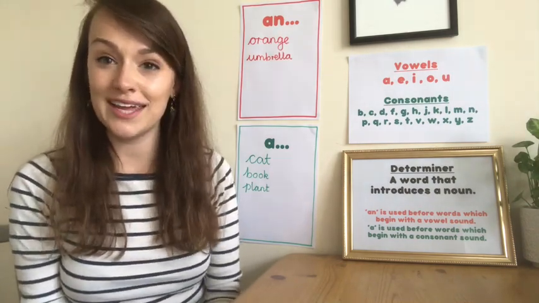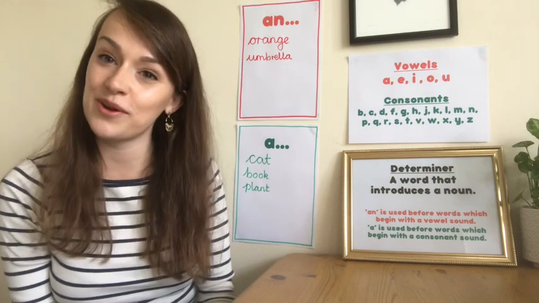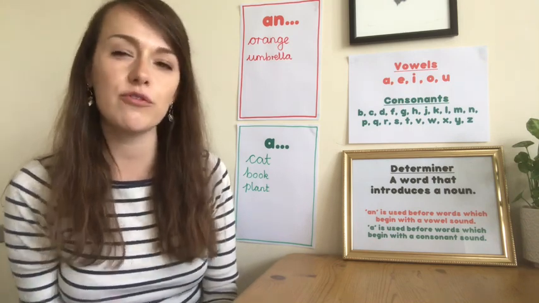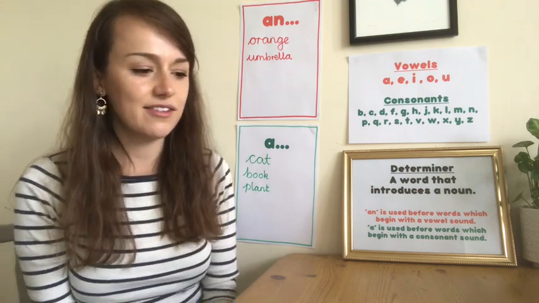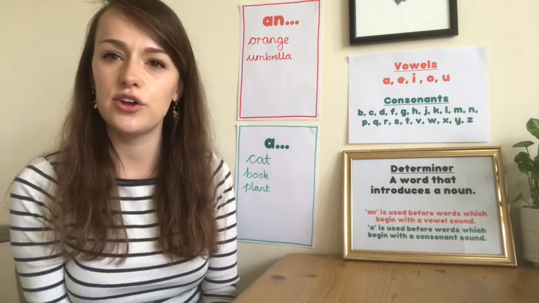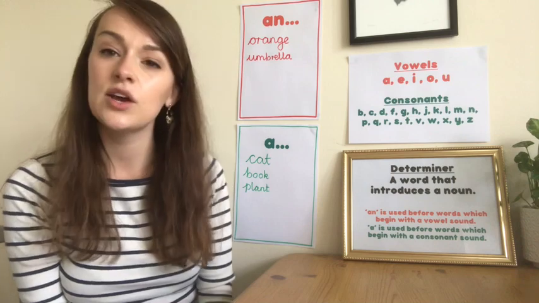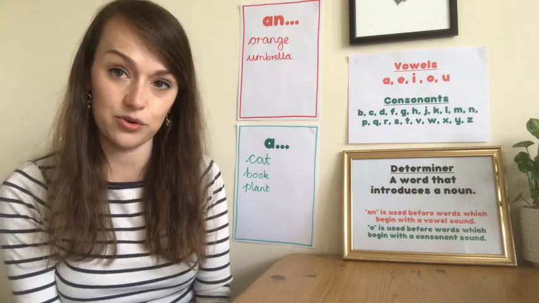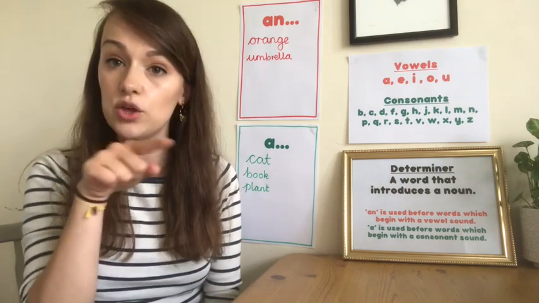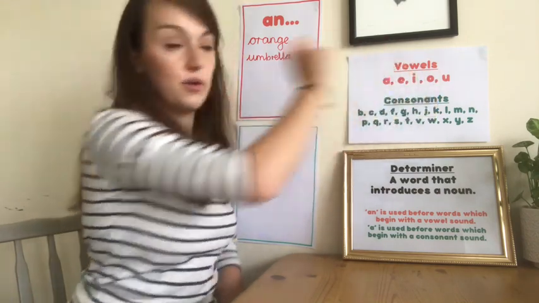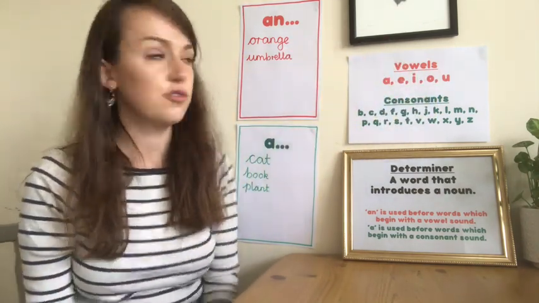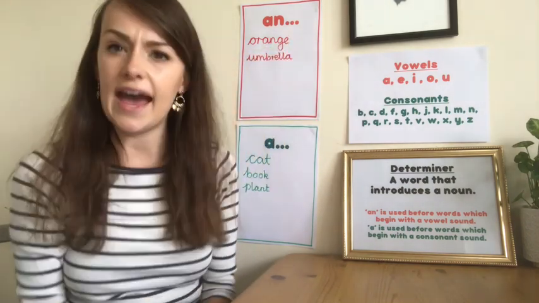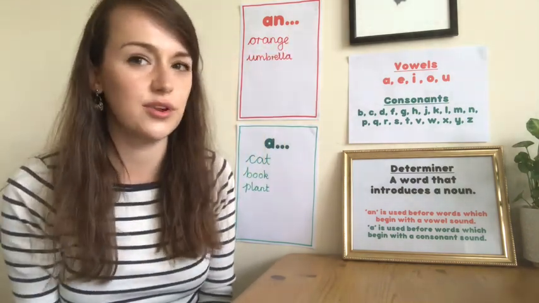But unfortunately, with this silly English language, there's always a few exceptions, or a few tricky ones that like to test us. Okay, so let's think of the word unicorn. We know that the spelling of unicorn starts with a U, which we know is a vowel. So we'd say if it starts with a U, then it should be an unicorn. But an unicorn doesn't sound right.